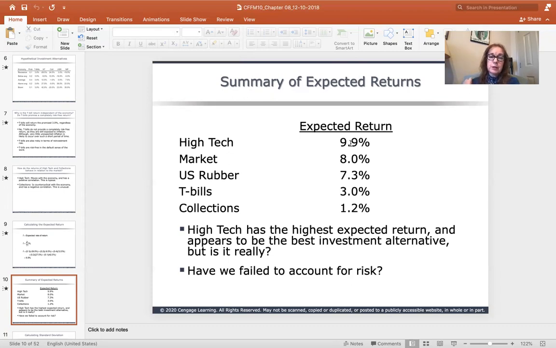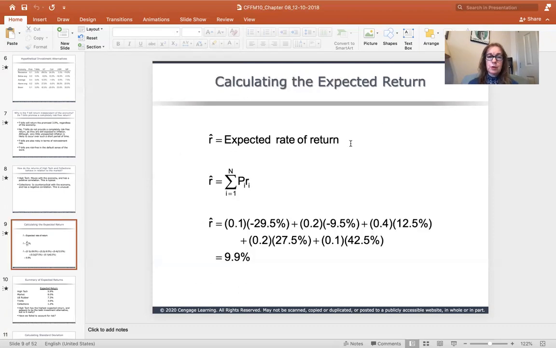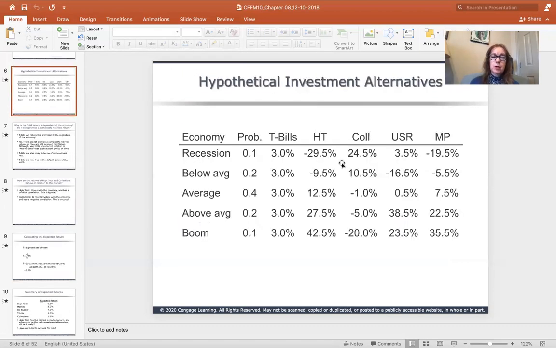Well, the reason is because you want to be diversified. Let's go back and see what's going on with this chart. Even though collections on average only makes a 1.2% return, as we saw on that last slide, let's say that I had a 50-50 portfolio in these two. These two investments would give me some really good diversification benefits because when one is up, the other is down.